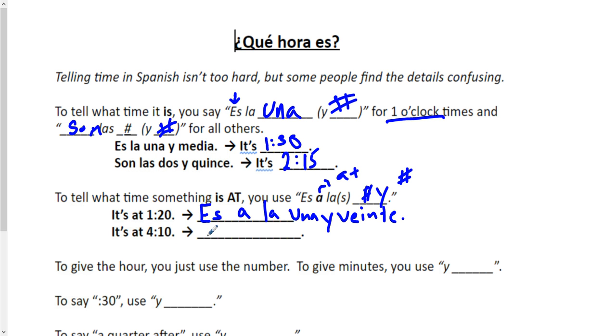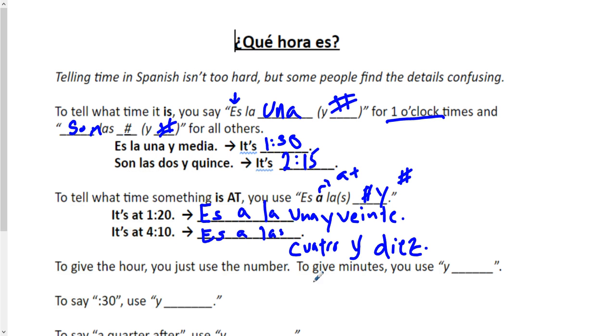It's at 4:10. Es, well, 4 is more than 1, so we're going to do las. 4 is cuatro. Y. 10 is diez. Okay. Bien.